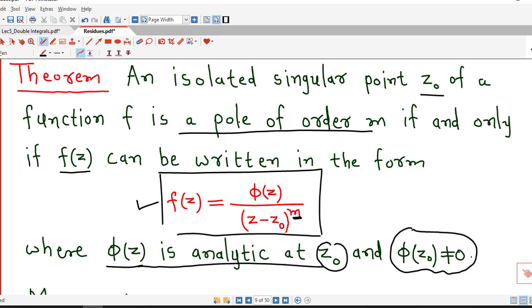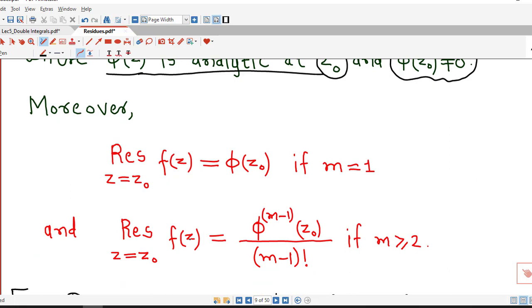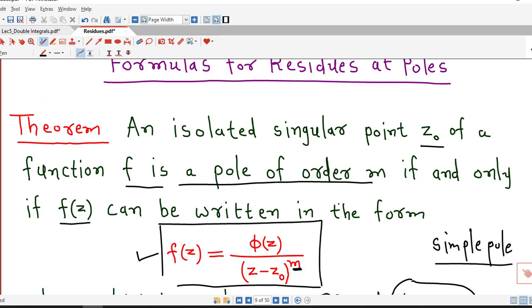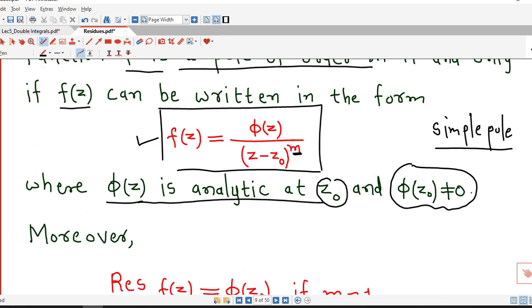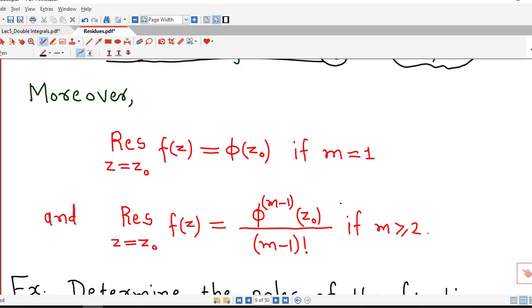If m equal to 1, then we can say that the function has a pole of order 1, that is, the function has a simple pole at z0. Pole of order 1 is known as simple pole. And if our function has a pole of order m at z0, then we have these two formulas for calculating the value of residue at that point. So if m equal to 1, that is, if f of z has a simple pole at z equal to z0, then residue is given by the value of function phi at z0.